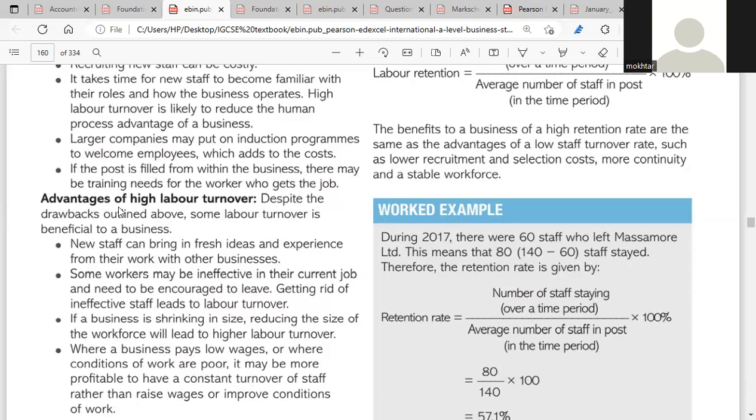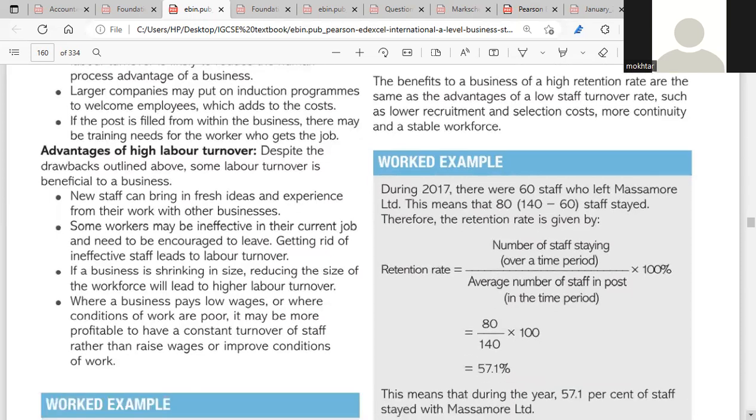The last disadvantage about high labor turnover is that if the post is filled from within the business, there may be training needs for the worker to get this job. So another problem about high labor turnover is that even if the firm is replacing the workers that are leaving, and the firm is doing internal recruitment, it might still need to train those workers for the new role, which is also an expense for the business.